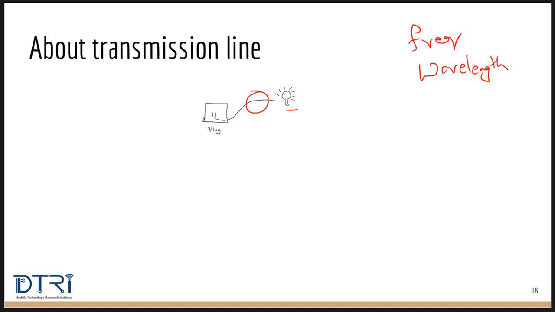If wavelength is very large compared to the length of the wire or line connecting two devices, then transmission line theory is not applicable and we have to apply the circuit theory. Now, if the wavelength is comparable to the length of wire or line connecting two devices, then transmission line theory is applicable. Let us see this with a picture.